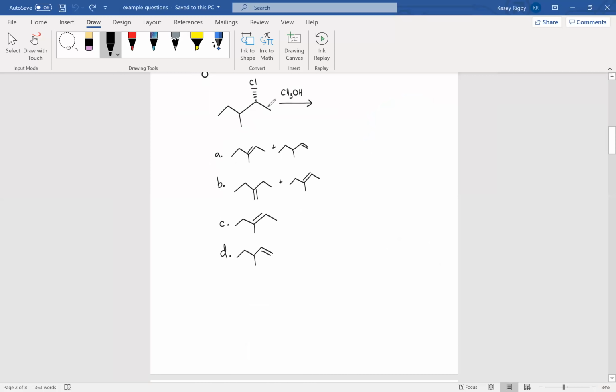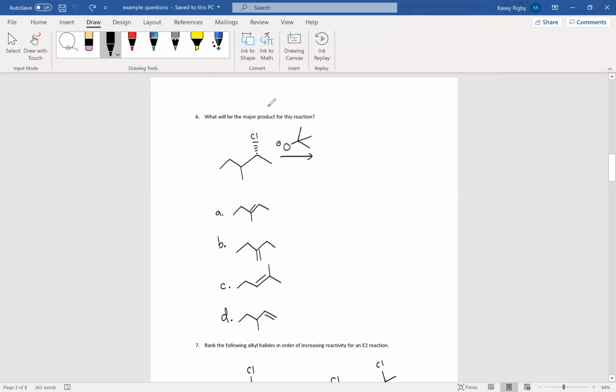Oops, let me scroll back here. So what will be the major product for this reaction? Now we see something a little bit different. It's the same substrate as before, except now we have this strong bulky base. Whenever you see a strong bulky base, you should be thinking, oh, this is going to be E2.